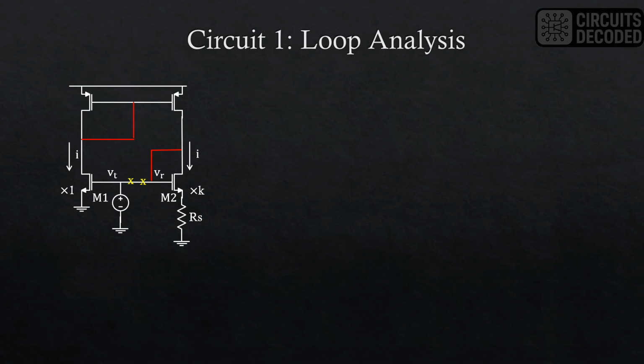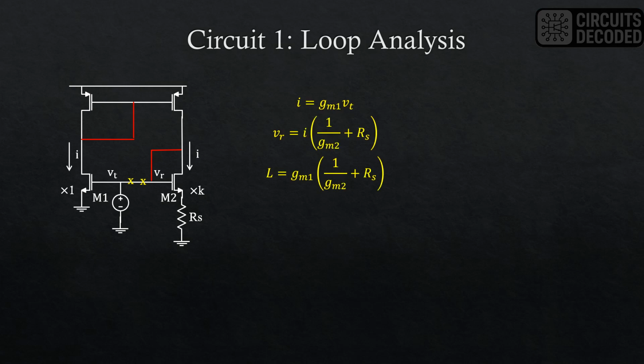Now we need to find the small signal current I and the return voltage VR, which are shown here. The small signal current I is simply GM1 times VT, and VR is simply I times the impedance at node VR, which is 1 over GM2 plus RS. The loop gain then is simply VR over VT, which is shown in this expression.